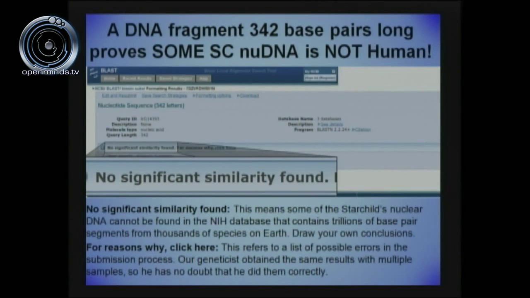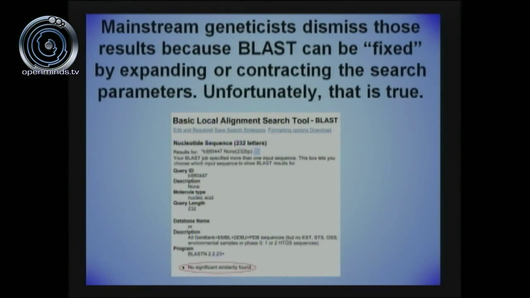But, as usual, the mainstream had an answer for us. Mainstream geneticists dismiss those results because BLAST reports, and that's what those are, can be fixed by expanding or contracting the search parameters. Unfortunately, that is true. If you want to jimmy the system going in, you can set the parameters so you'll pretty much get back the answer that you want. Now, who in their right mind would do it? Certainly our guy didn't do it, but this was one of their ways to try to flush him out.